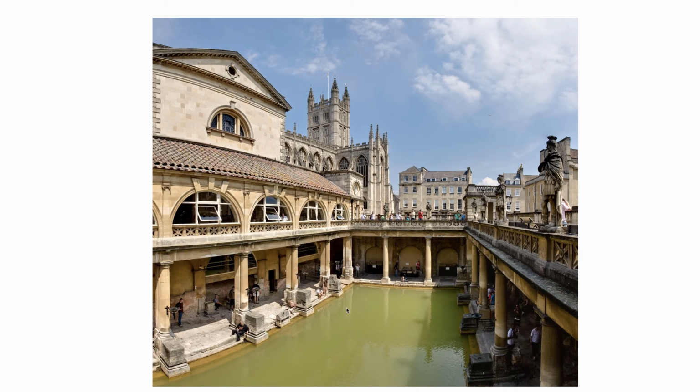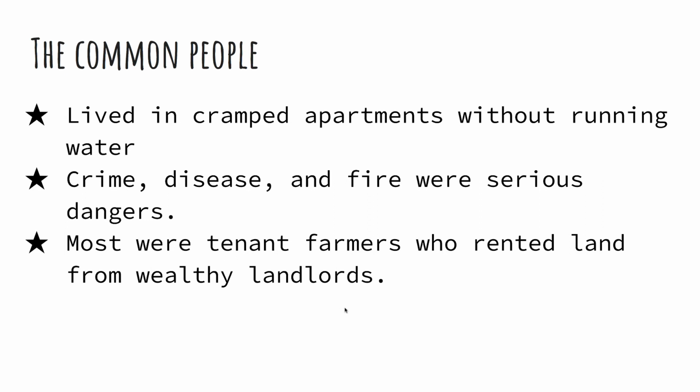So the common people. Common people lived in cramped apartments without running water. Crime, disease, and fire were serious dangers. And most tenant farmers rented land from wealthy landlords. So they would rent property from wealthy landlords to plant their own little farms to make their own money. All right.